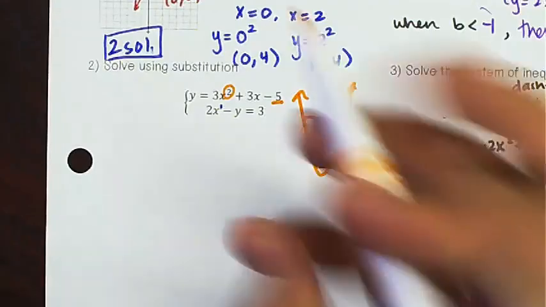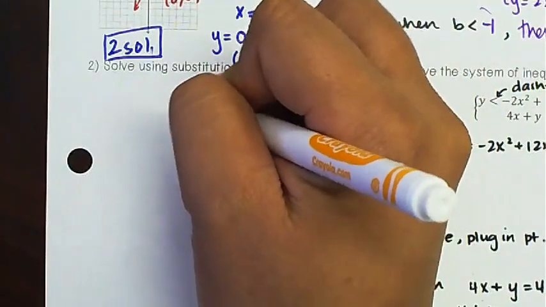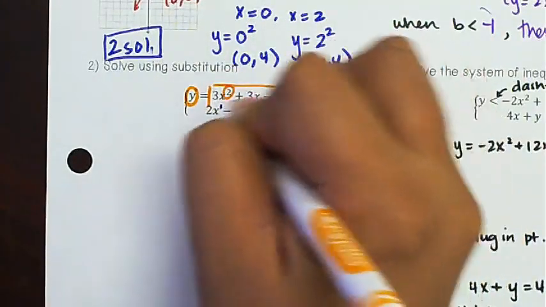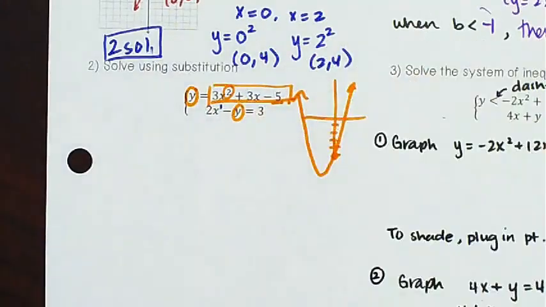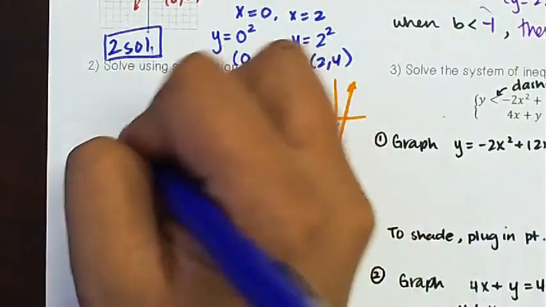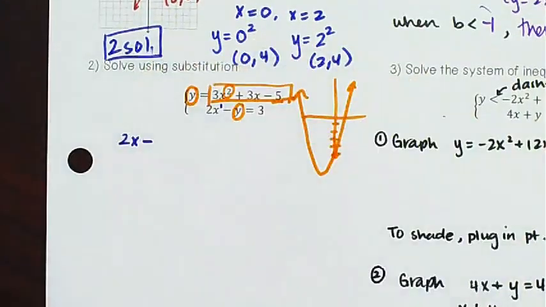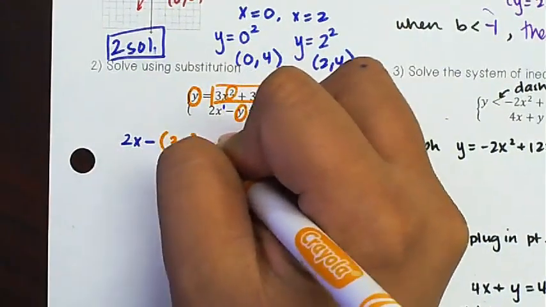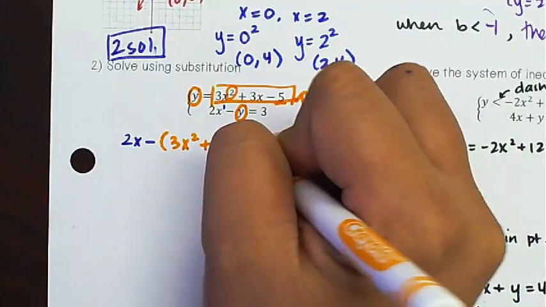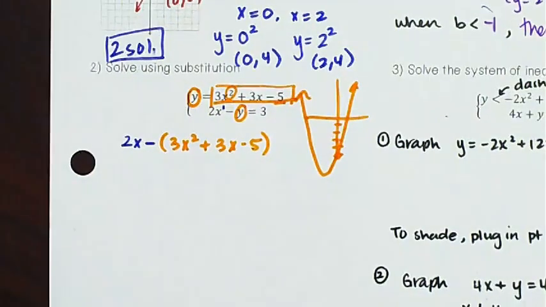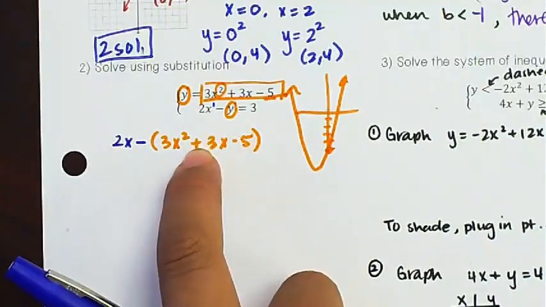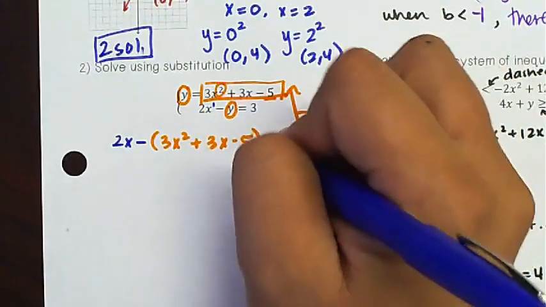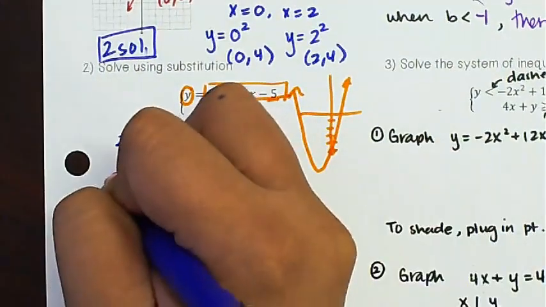But in order to solve by substitution, you need a letter by itself, which we have, y by itself. So we're just going to replace y in the second equation. So it'll read 2x minus, and instead of y, in parentheses, I'm just going to write 3x squared plus 3x minus 5. So we have 2x minus whatever y is equals 3. I distribute the negative.